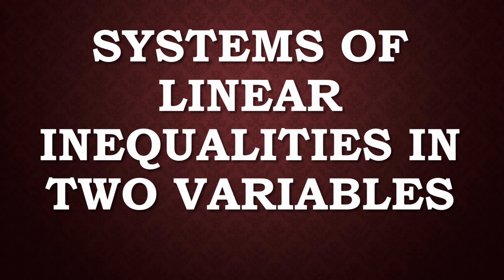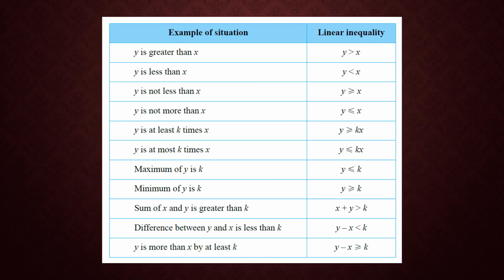Hi everyone, today we will look at another part of chapter 6, linear inequalities in two variables, that is systems of linear inequalities in two variables. You can refer to your textbook, page 165. The example: how do you determine the appropriate inequality for a certain situation?